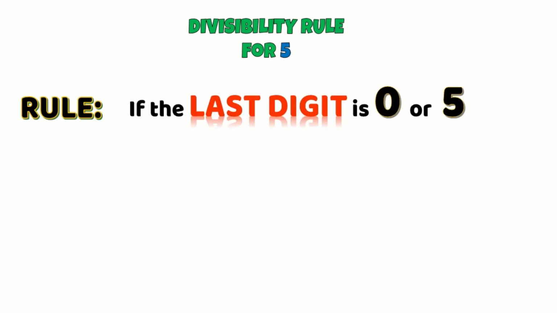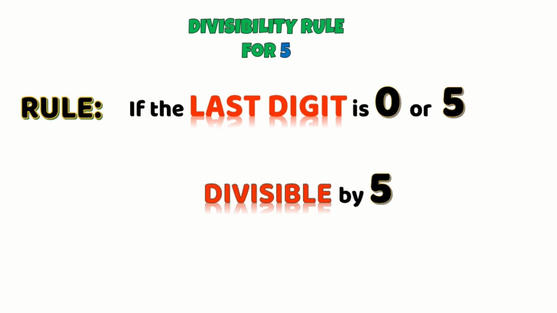So just remember that when you're applying your divisibility rule for 5, if the last digit ends with a 0 or 5, that means it can be divisible by 5 because somewhere along the line it's probably in your 5 time table.